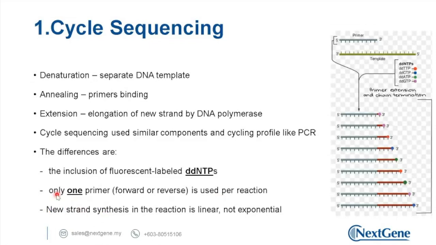This also means that because we are using only one single primer, when the new strand is synthesized in the reaction, we only get one new strand, but not both new strands. And the new strand will not serve as a template for the next reaction. Therefore, the increase in new strands is linear, not exponential, in terms of the numbers. So this is showing that after the reaction, we get many short fragments.